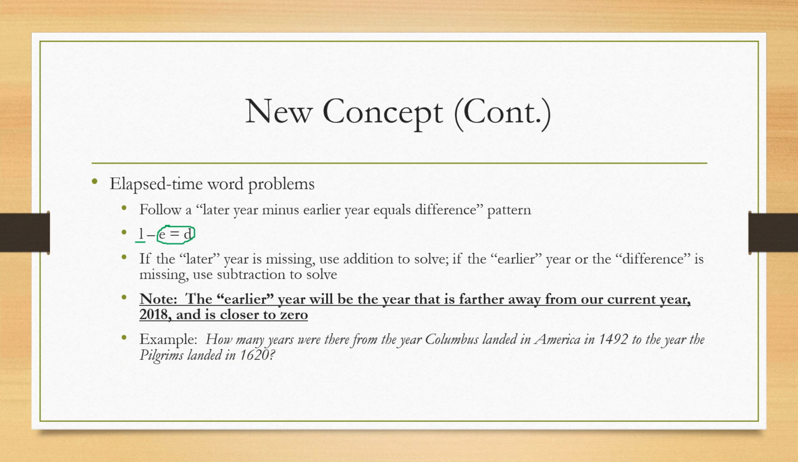So here's an example. How many years were there from the year Columbus landed in America in 1492 to the year the Pilgrims landed in 1620? 1620 is our bigger number, so that's our later year, minus 1492, which is the earlier year. We're missing the difference again, so we need to subtract. 1620 minus 1492 is 128, so there are 128 years between Columbus and the Pilgrims.